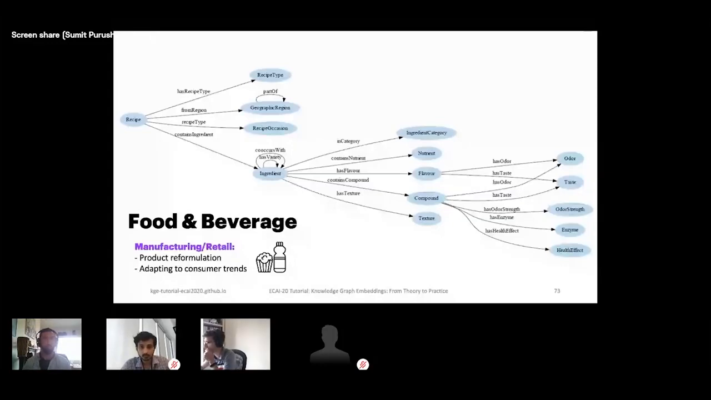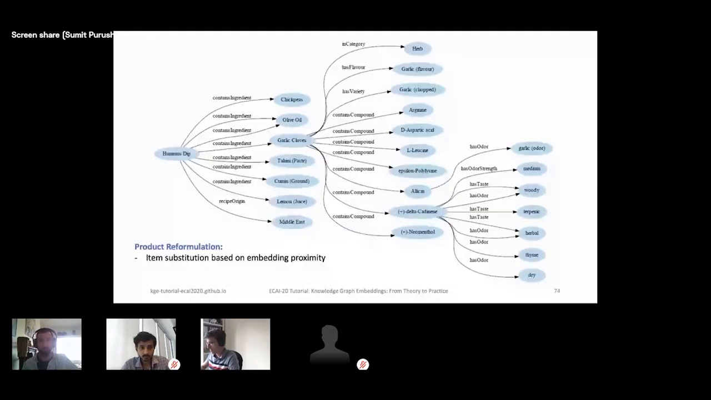Maybe you want to dive deeper on compounds, similar to Sumit's explanation of the process in drug discovery. If we had products that include many different compounds, maybe we want to look at ways that we can find compounds that have similar properties to that. I'll include a slide later that illustrates how you can create a knowledge graph like this and adapt it to your specific use case. We'll flick to the next slide, Sumit.